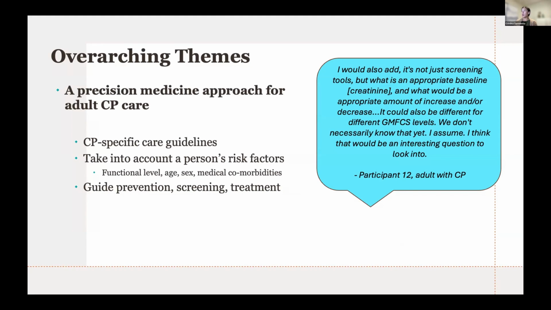And so this participant quote was from an adult with CP who said, "I would also add, and it's not just screening tools, but what is an appropriate baseline creatinine? And what would be an appropriate amount of increase and/or decrease? It could also be different for different GMFCS levels. We don't necessarily know that yet. I think that would be an interesting question to look into." So this participant was particularly giving an example of a precision medicine approach when screening for kidney disease.